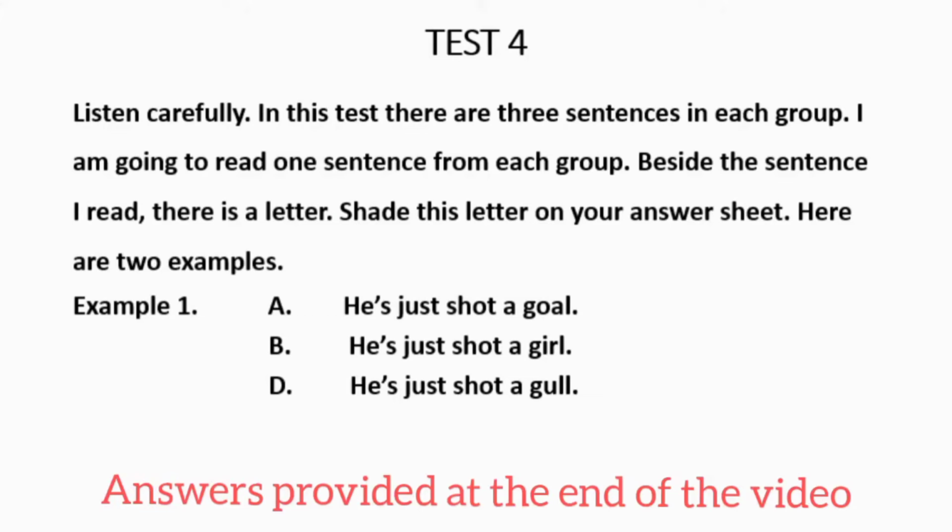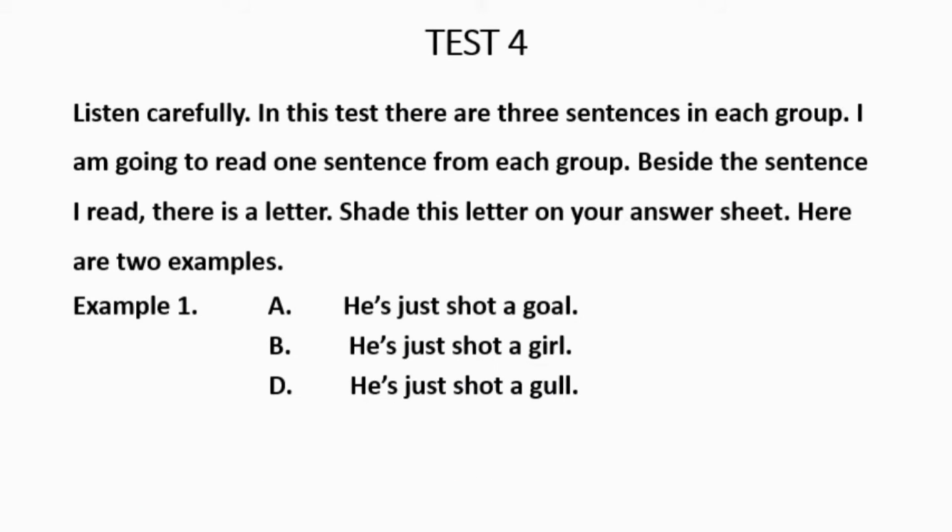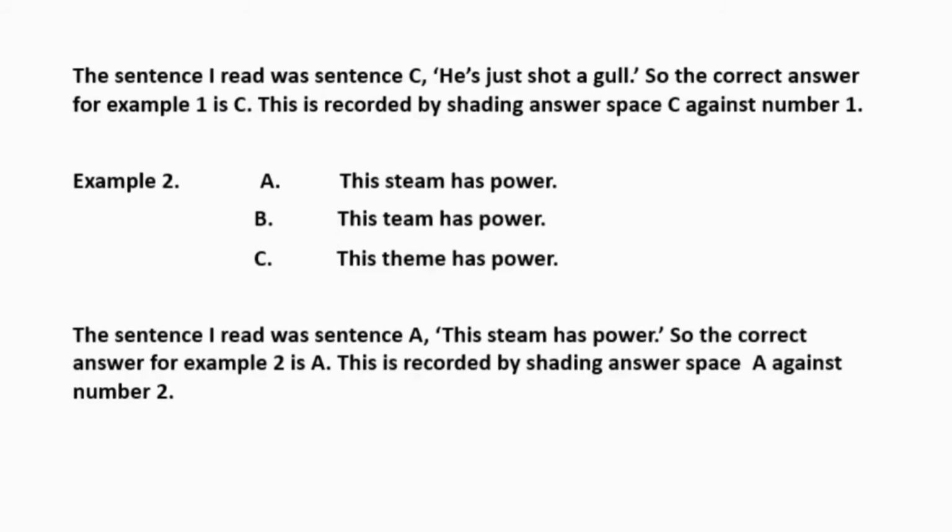In this test, there are 3 sentences in each group. I'm going to read one sentence from each group. Beside the sentence I read, there's a letter. Shade this letter on your answer sheet. Here are 2 examples. Example 1. Is that short a gal? The sentence I read was sentence C. Is just short a gal? So the correct answer for example 1 is C. This is recorded by shading answer space C against number 1.